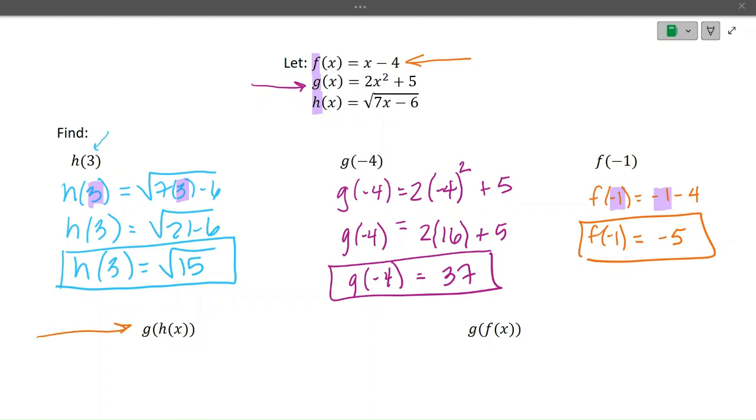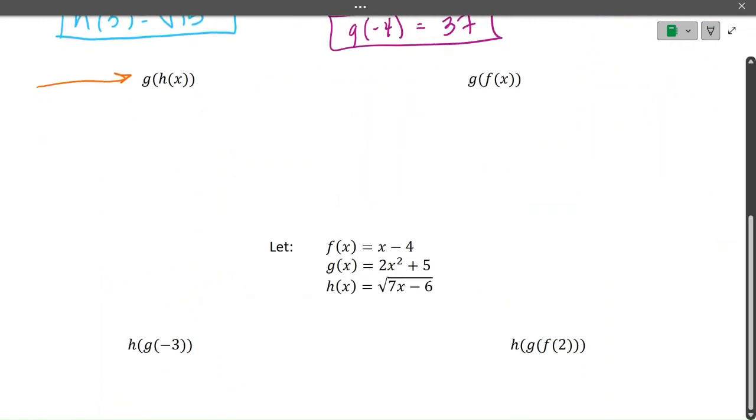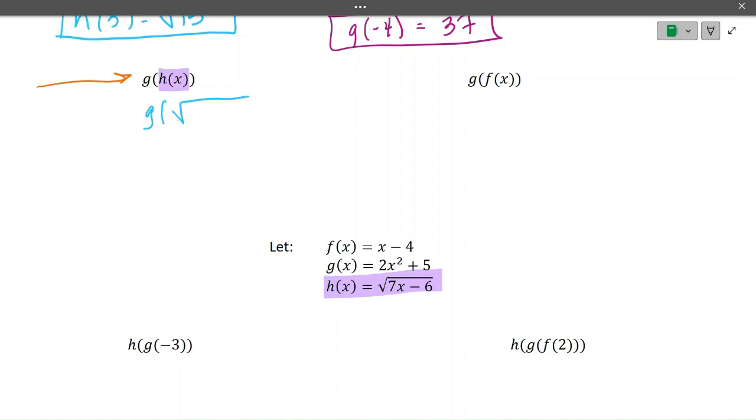Composite functions, and I've got the functions down here. Composite functions are more than one function put together. And when we're dealing with composite functions, we deal with the inside first, and then we deal with the outside. So for example, we would read this as g of h of x. What we're going to do is deal with h of x first. And what we can tell is h of x is what I have right here. So all I'm going to do is replace h of x with what h of x equals, which is the square root of 7x minus 6.